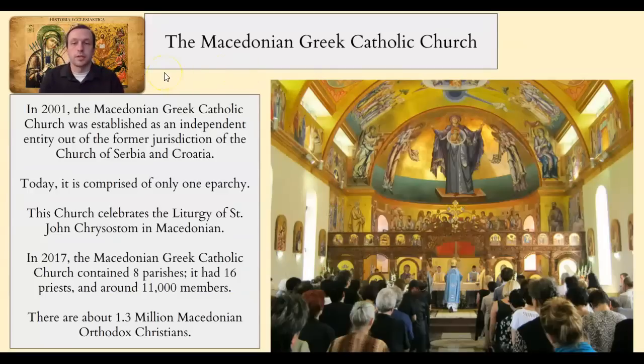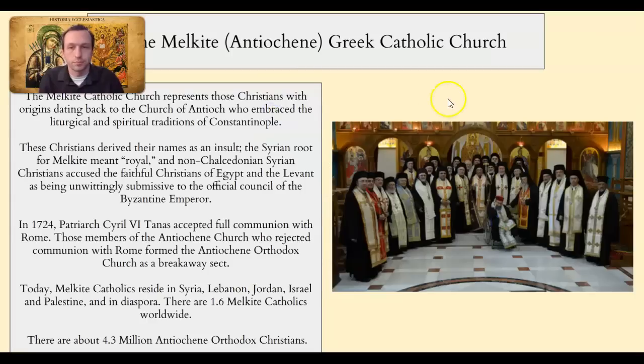The Macedonian Greek Catholic Church. In 2001, the Macedonian Greek Catholic Church was established as an independent entity out of the former jurisdiction of the Church of Serbia and Croatia. Today it is comprised of only one eparchy. This church celebrates the liturgy of St. John Chrysostom in Macedonian. In 2017, the Macedonian Greek Catholic Church contained 8 parishes. It had 16 priests and around 11,000 members. In contrast, there are about 1.3 million Macedonian Orthodox Christians.